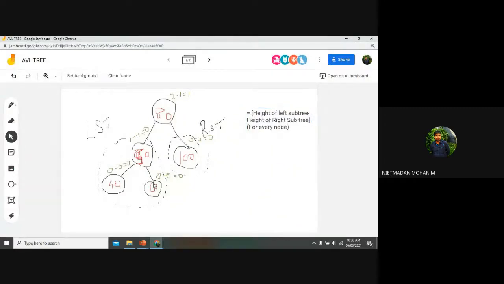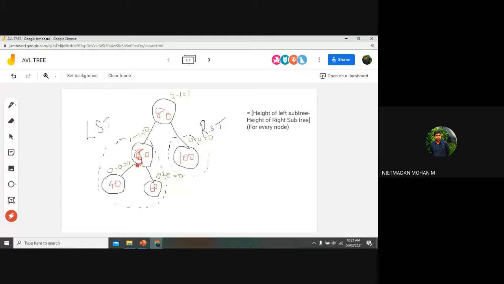So for this 60, what is the height of the left subtree? It is 0. There is no left tree, so it will be 0 minus 0, which is 0. So it has been satisfied. For this 40, it is 0 minus 0, which is 0, so it has been satisfied. For this 100, it is 0 minus 0, it is 0. So this also is satisfied.